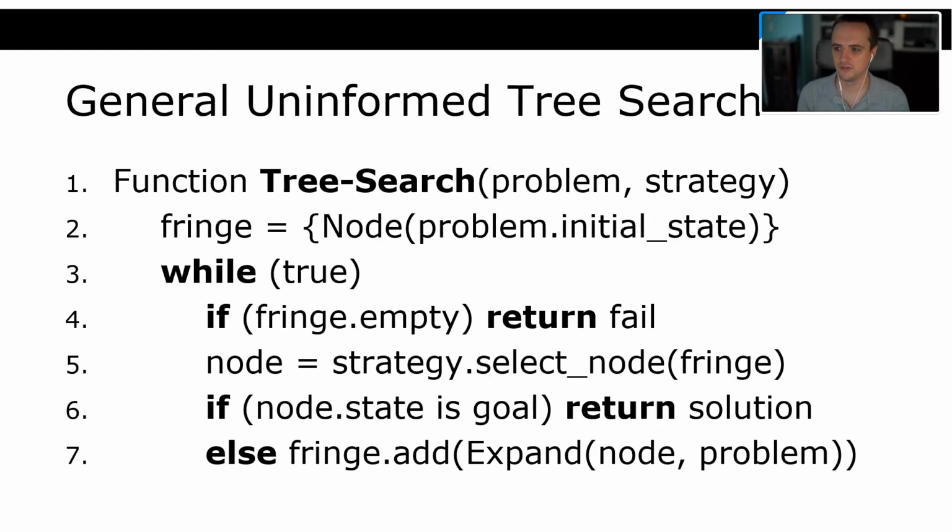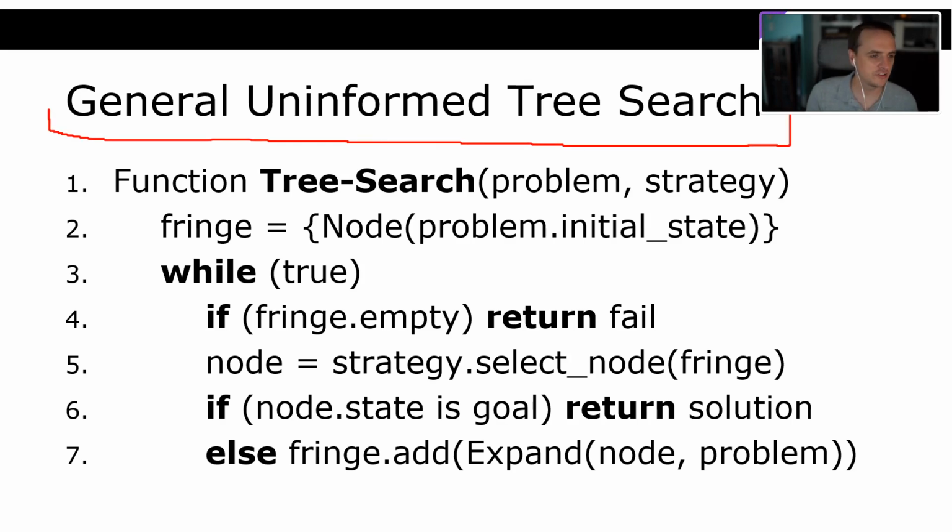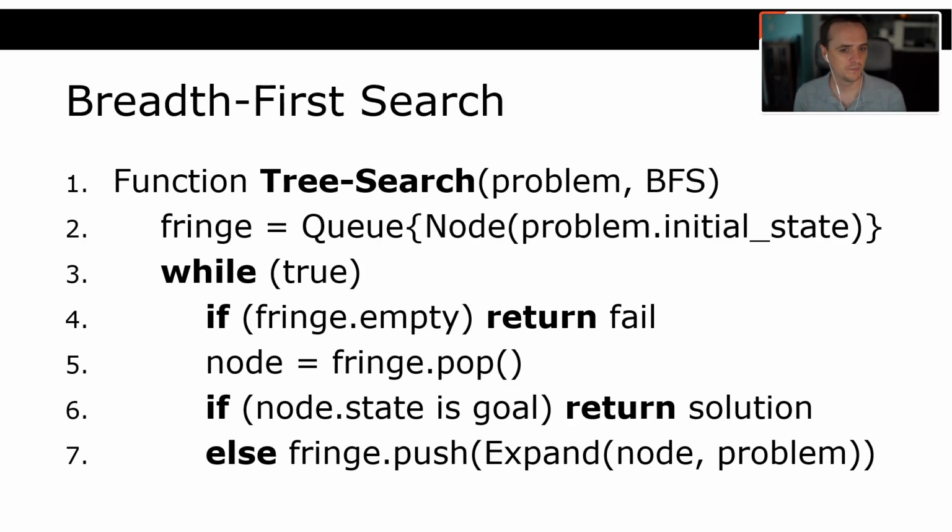And this will all make sense very soon. So this was the general uninformed tree search that we talked about earlier. We have this fringe, which is the data structure that holds our nodes. We just said that it's some collection. To turn this algorithm into breadth-first search, and we'll show why this is the case, all you have to do is use a queue as your data structure for the fringe.